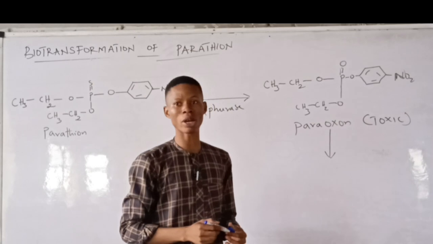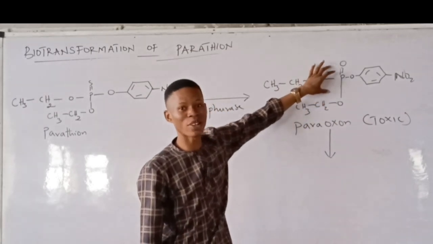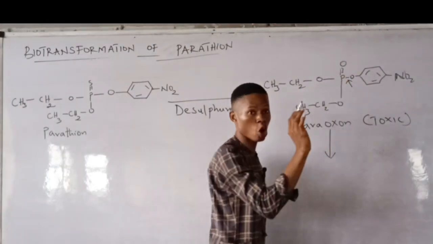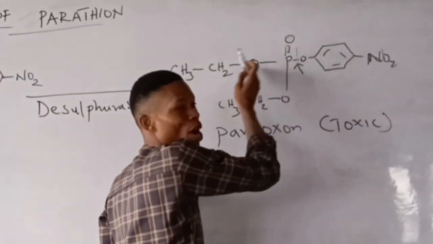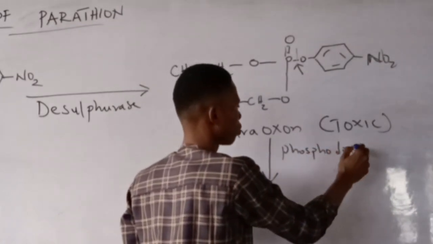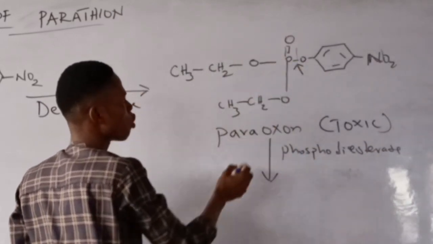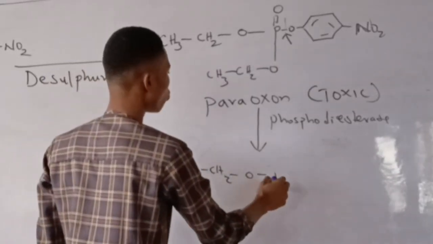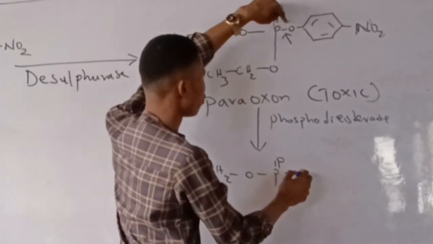Now look at this, just look up, stop writing. An enzyme called phosphodiesterase will come in and break this bond at this point. Look up. Phosphodiesterase will come in, break this bond. So we'll be having 2 compounds now. Phosphodiesterase will break this bond. If we split this bond, what are we going to have? CH3, CH2, O. This bond has been broken, right?